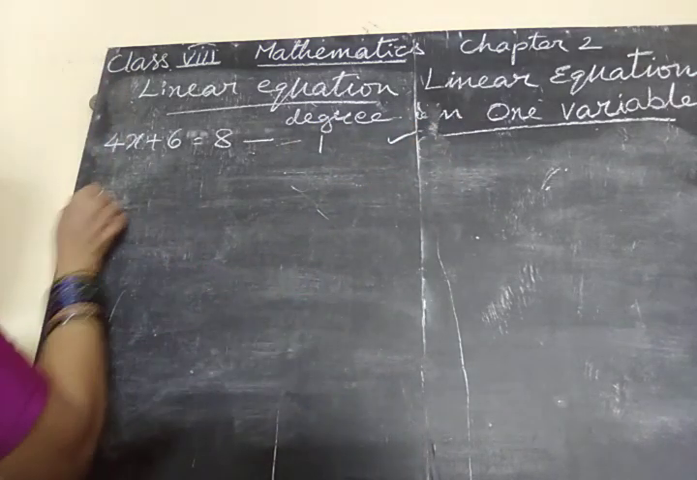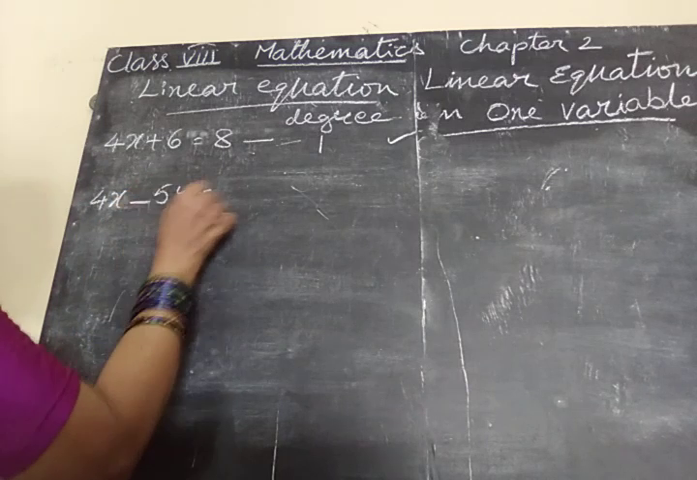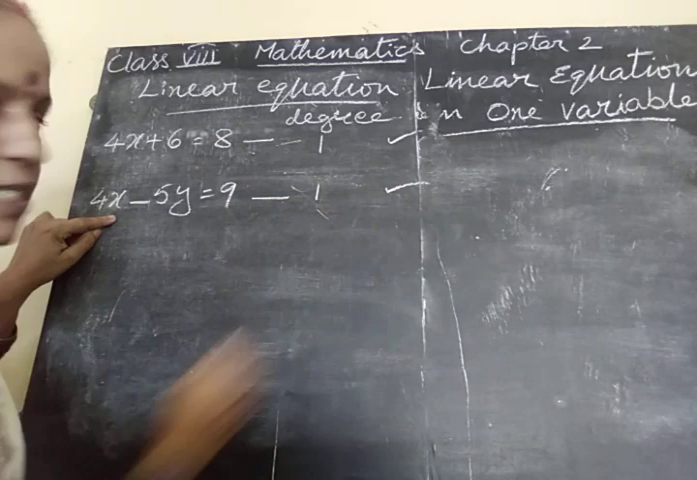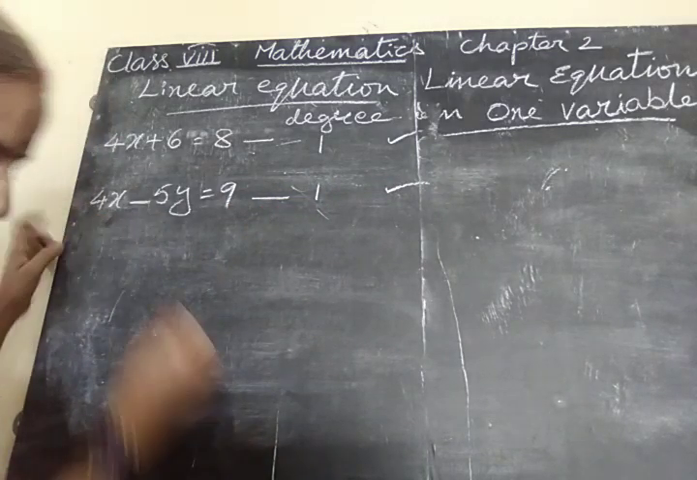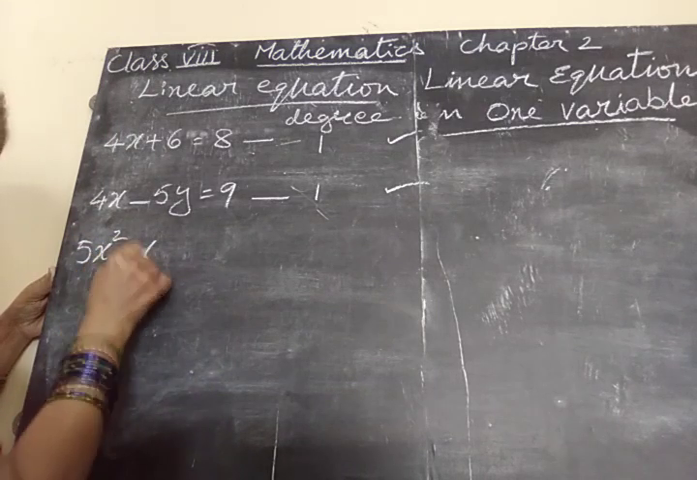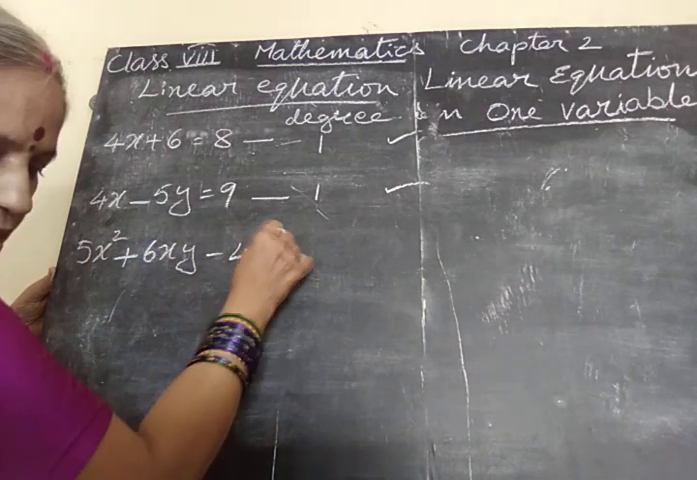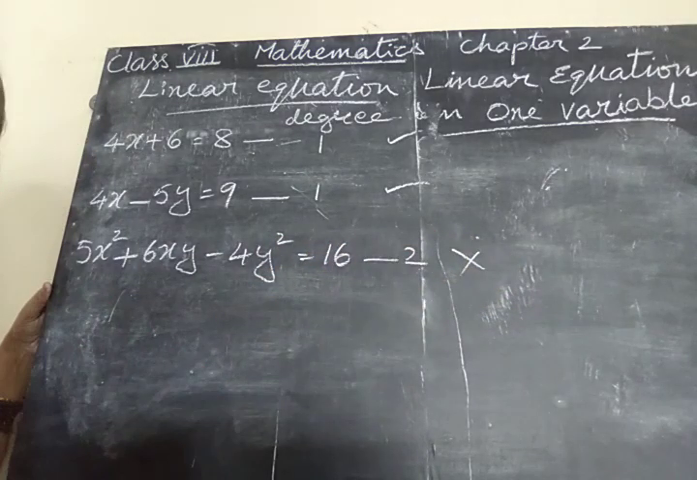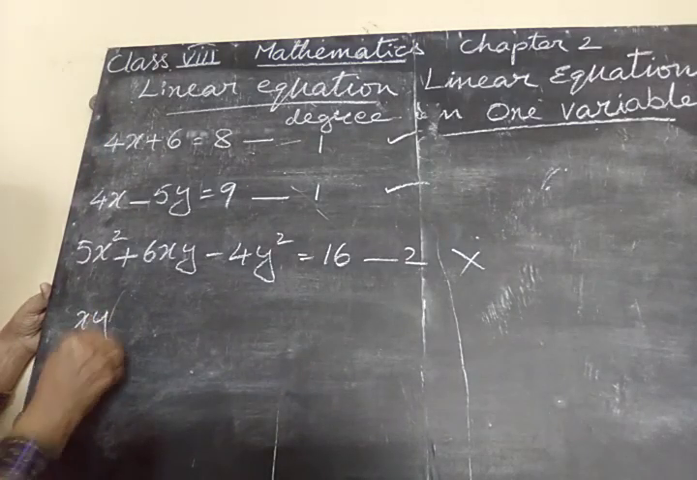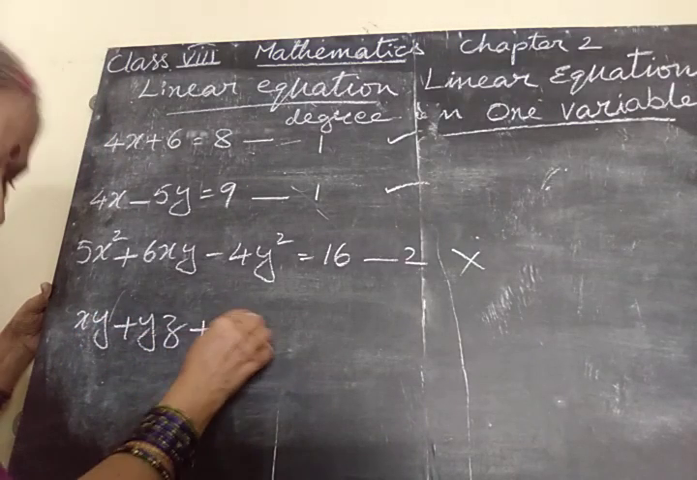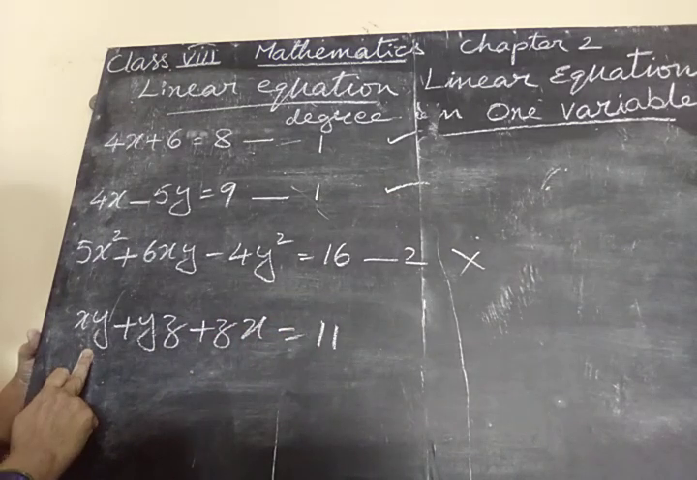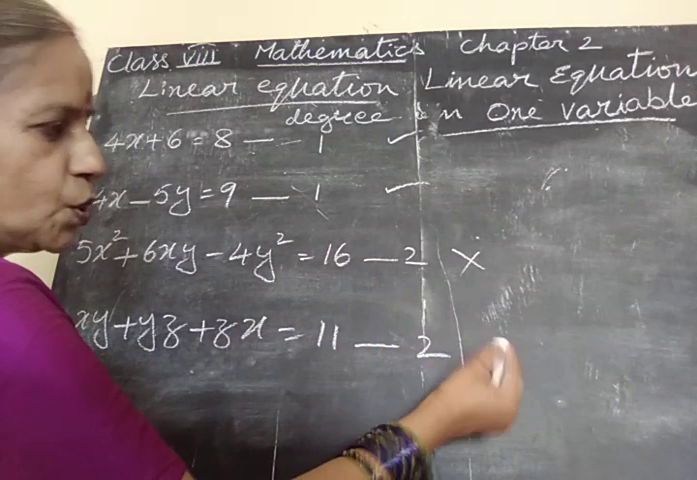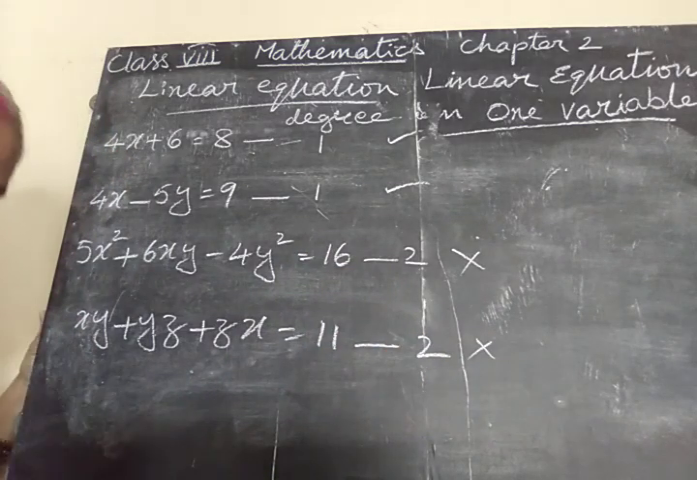Next, 4x − 5y = 9. Is it a linear equation or not? Degree is 1. So it is a linear equation. And now the third one, 5x² + 6xy − 4y² = 16. What is the degree? 2. So this is not a linear equation. Clear? Next, xy + yz + zx = 11. What is the degree? 2. Here 2, here 2, here 2. So the highest power is 2 only. So the degree of this one is 2. So this is not a linear equation.